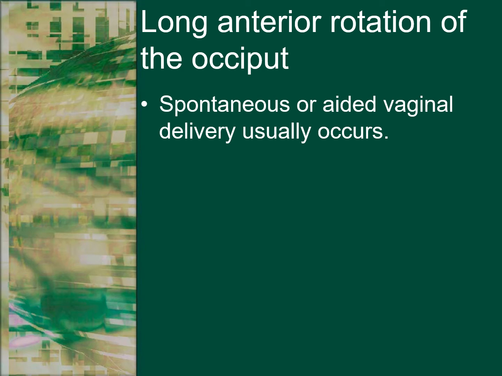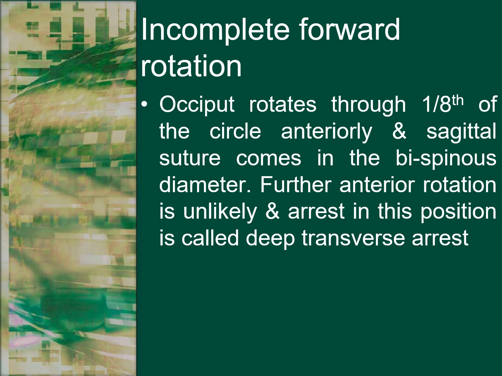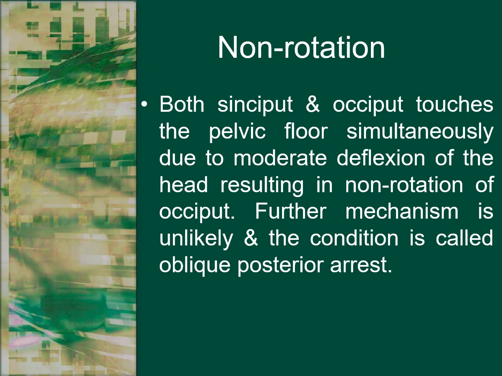First, let us see about the long anterior rotation of the occiput. Usually, the occiput rotates that 3/8 of the circle normally, spontaneously, without any other assistance. Incomplete forward rotation means the occiput rotates 1/8 of the circle anteriorly, and the sagittal suture comes in the bispinous diameter, already I have told you, and it will get caught over there, and that is known as a deep transverse arrest. We have seen it already. And non-rotation, both sinciput and occiput touch the pelvic floor simultaneously, and that is known as an oblique posterior arrest. This also we have discussed.